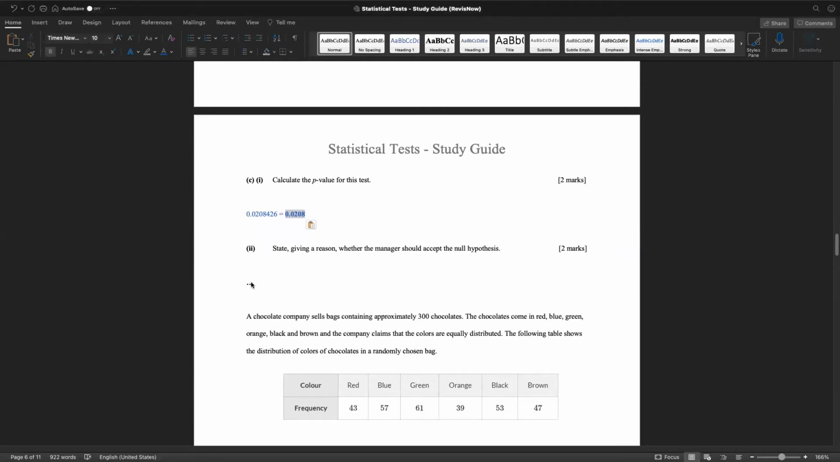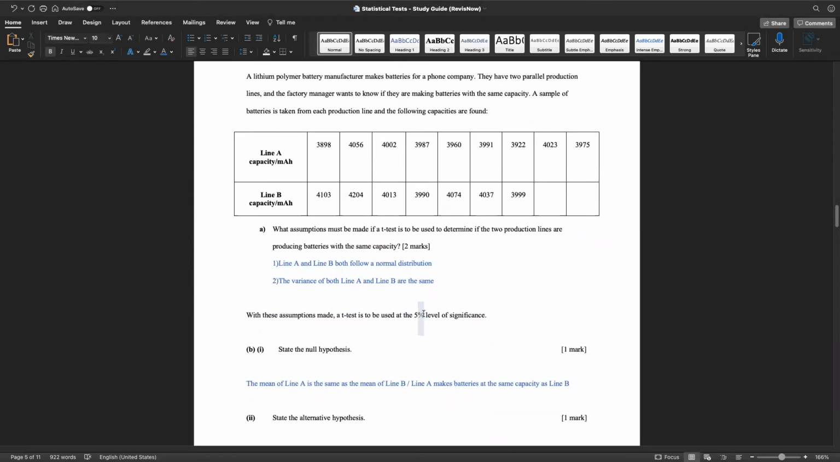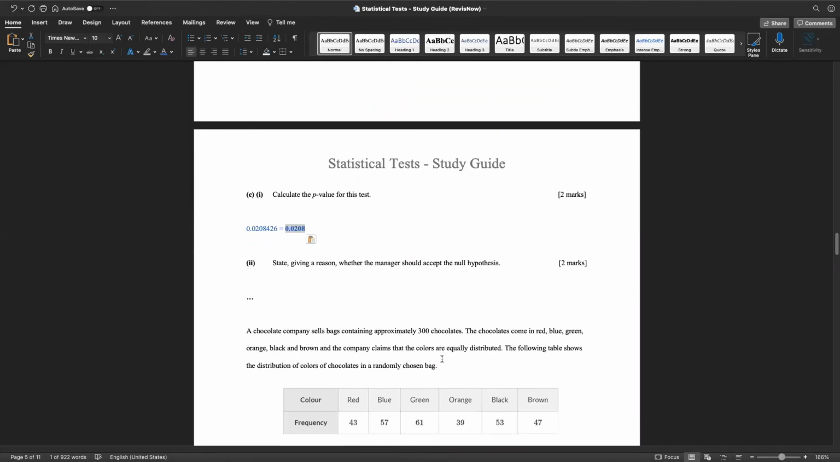Okay. State, giving a reason, whether the manager should accept the null hypothesis. So since the p-value is smaller than 0.05, which is a 5% level of significance, we would reject the null hypothesis.